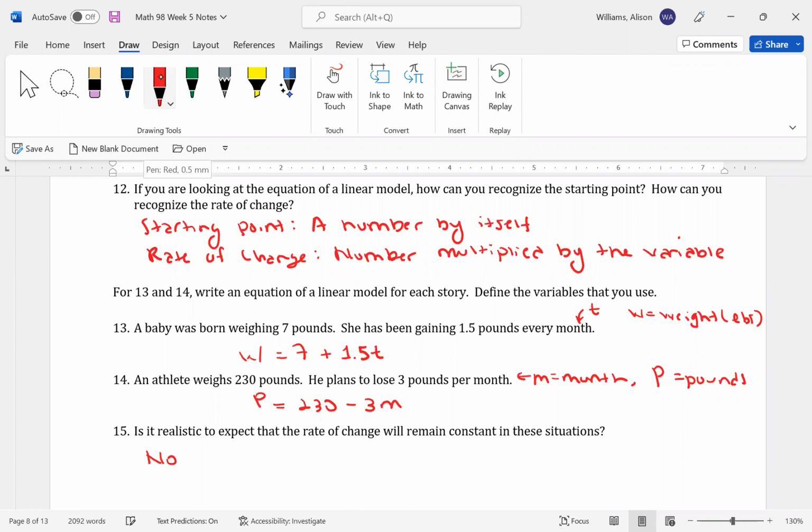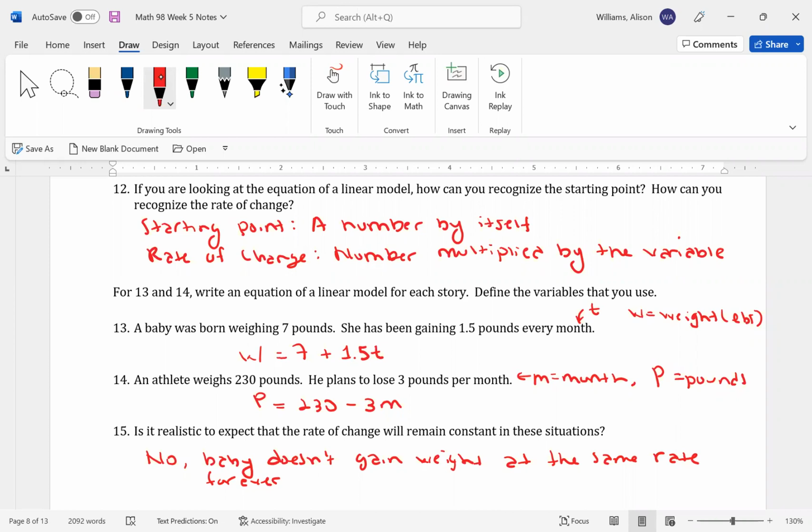First of all, a baby doesn't gain weight at that same rate forever. Because otherwise, if they just keep gaining weight forever and ever, right, we never stop growing. And though it feels like that sometimes, that is not the case.